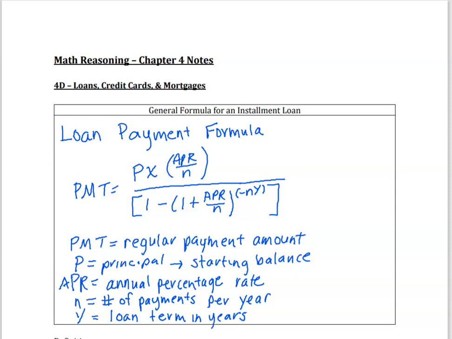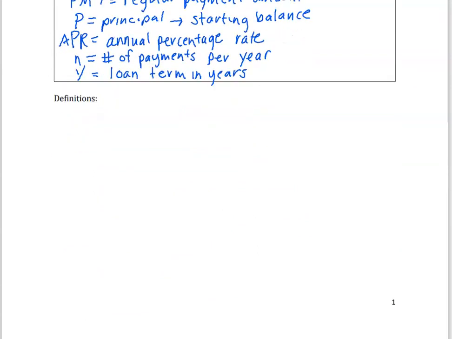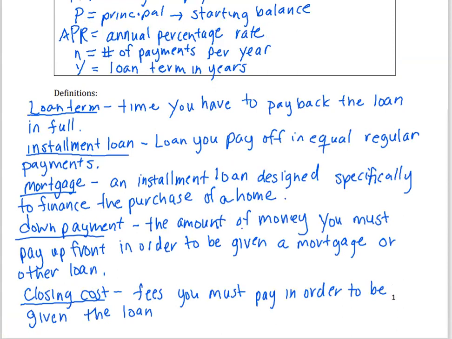Okay. So we've got some terms that I want to introduce. I'm going to pause the camera and I'm going to go ahead and write down these definitions for you right here. And then you may want to pause the video so that you can write them down. Okay, so the loan term is the time you have to pay back the loan in full. An installment loan is the loan you pay off in equal regular payments.